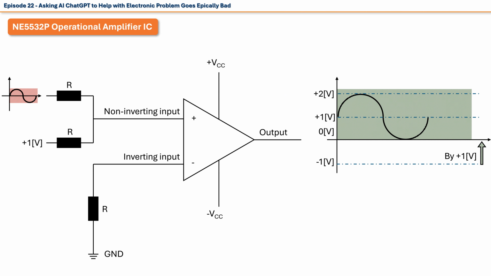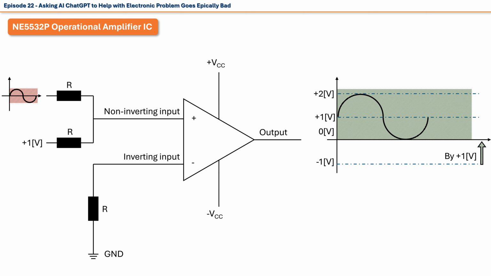What Chat GPT proposes is to ground the inverting input. Next, at the non-inverting input we sum our AC signal with positive 1 volt, via 2 identical resistors. And at the output, we should have our AC signal shifted upwards by exactly 1 volt. In essence, our entire AC signal should now be in the DC domain.